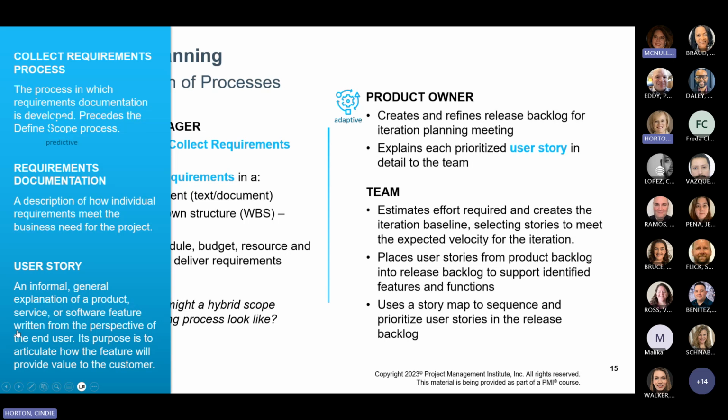And then you have your user stories, which are often used in agile or adaptive processes. It's an informal, general explanation of a product, service, or software feature written from the perspective of the user, and its purpose is to articulate how the feature will provide value to that customer. I often use the user story format: as a customer, I want to see this; as a seller, I want to see this, right?